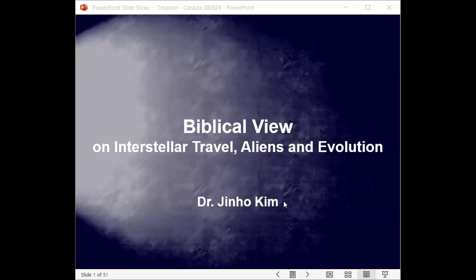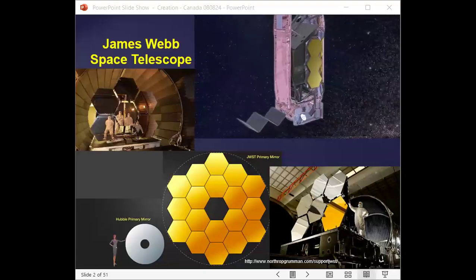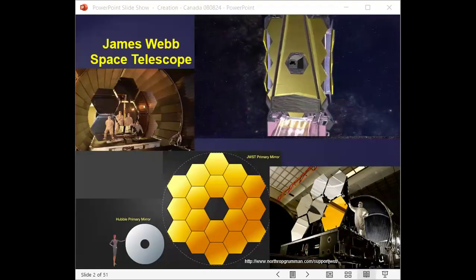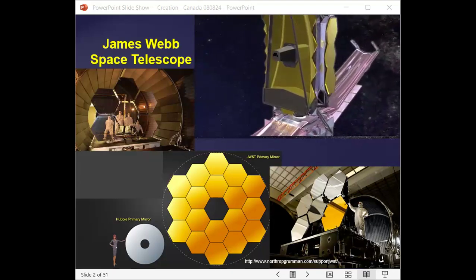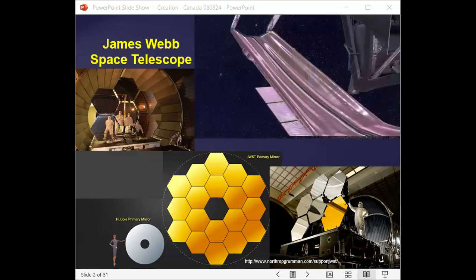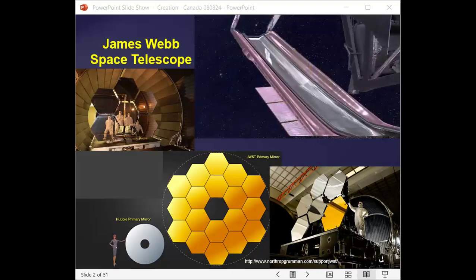So first, let me briefly talk about my technical background. Have you heard of the James Webb Space Telescope? As the largest telescope in space, it is equipped with high resolution and high sensitivity instruments, facilitating the view of stars and galaxies very far and faint.